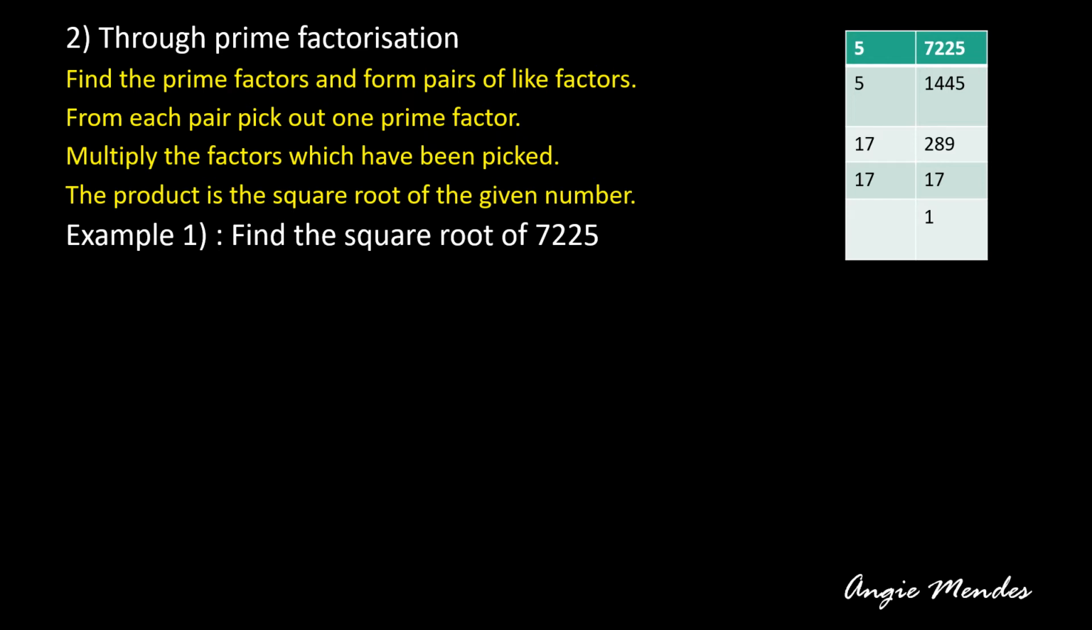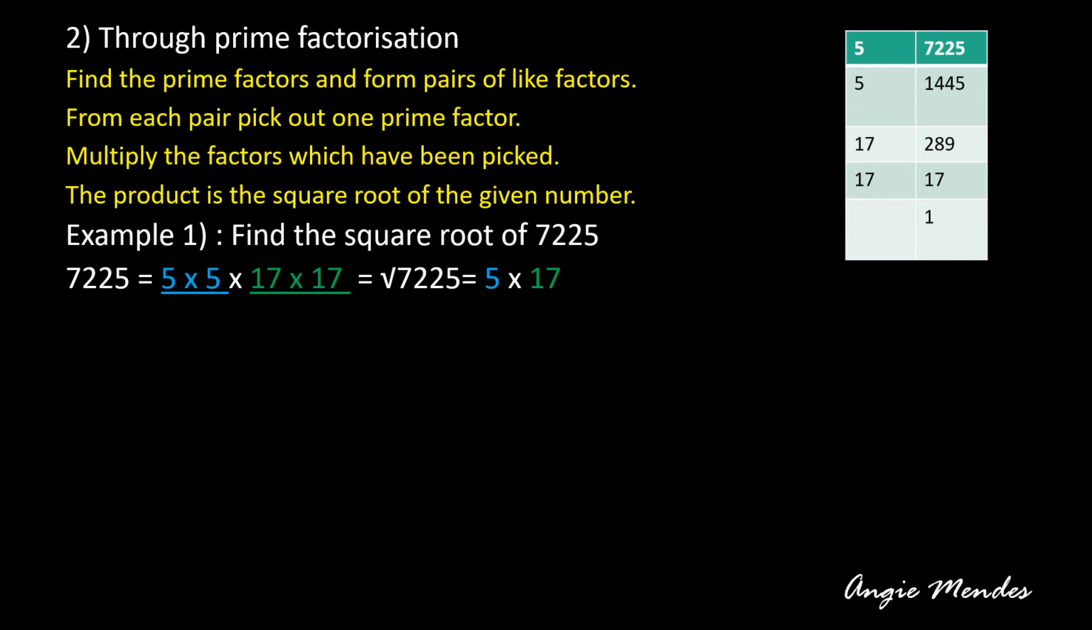Now we need to form pairs of like factors. So you write the given number, write the prime factors that you have found out, and underline the pairs. If you are getting the pairs, then underline the pairs. Now from each pair you have to pick out only one prime factor. So from this pair you will pick out 1, and from the next pair you will pick out 1.